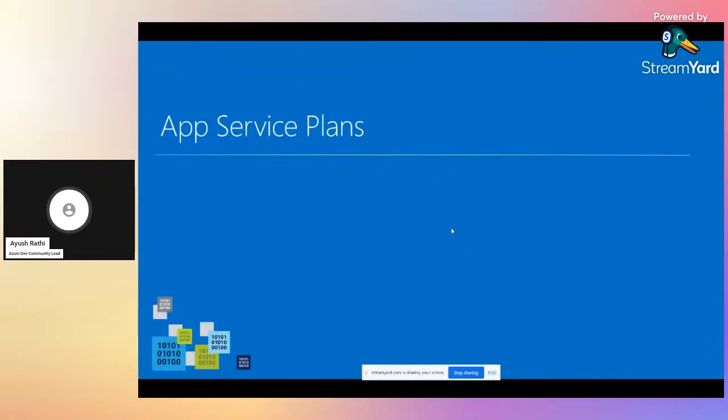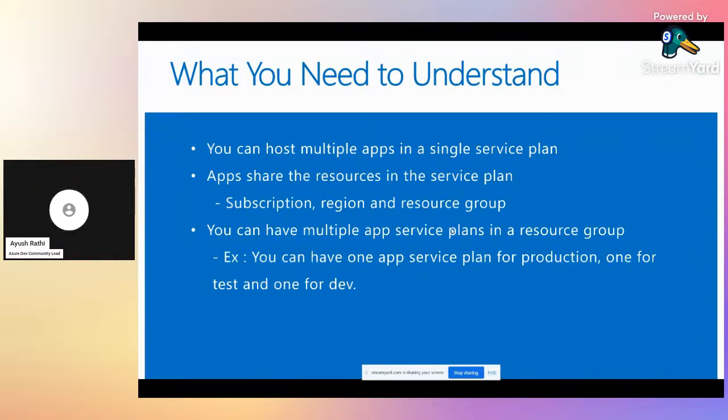Now, as I said, this is a platform as a service, which means I'm not going to be worried about my underlying infrastructure. But what is it that's going to provide me the infrastructure which is required to run these applications? That's where the app service plan comes in, which is going to give you the infrastructure required to run your application. Some of the points that you need to understand: I can host multiple applications in a single service plan. Which means I create one plan, and this app service plan is going to allow me to share the underlying resources that it provides between my multiple web applications.